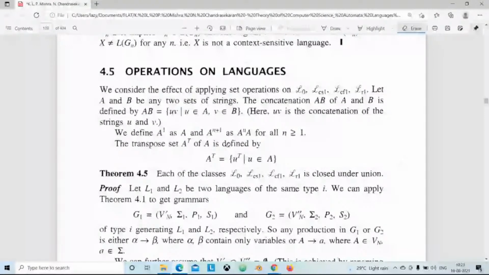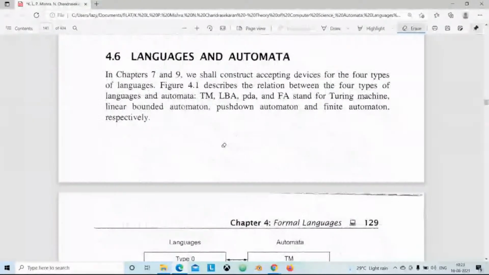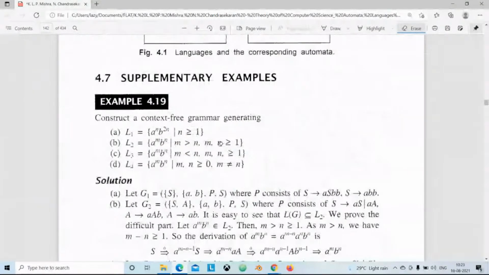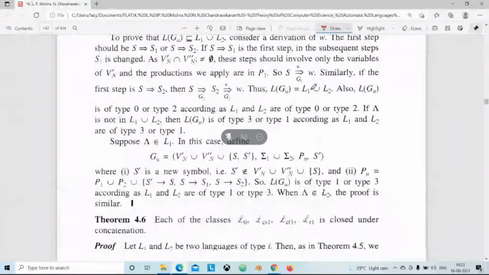So here we are saying construct a context-free grammar generating these languages. So what is context-free? What is type 0, type 1 or type 2? So it is not type 0. Definitely we know that. Type 1, if you remember, what is type 1?